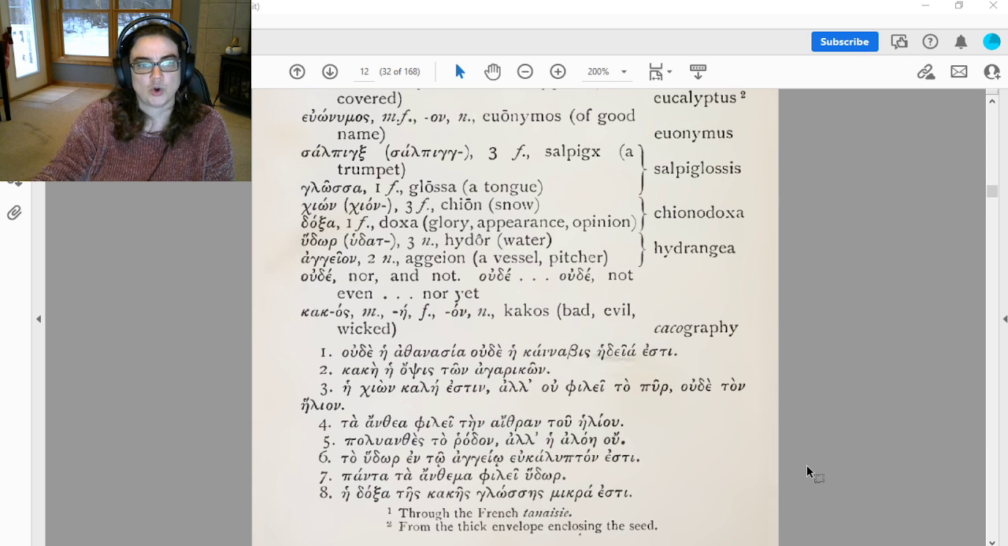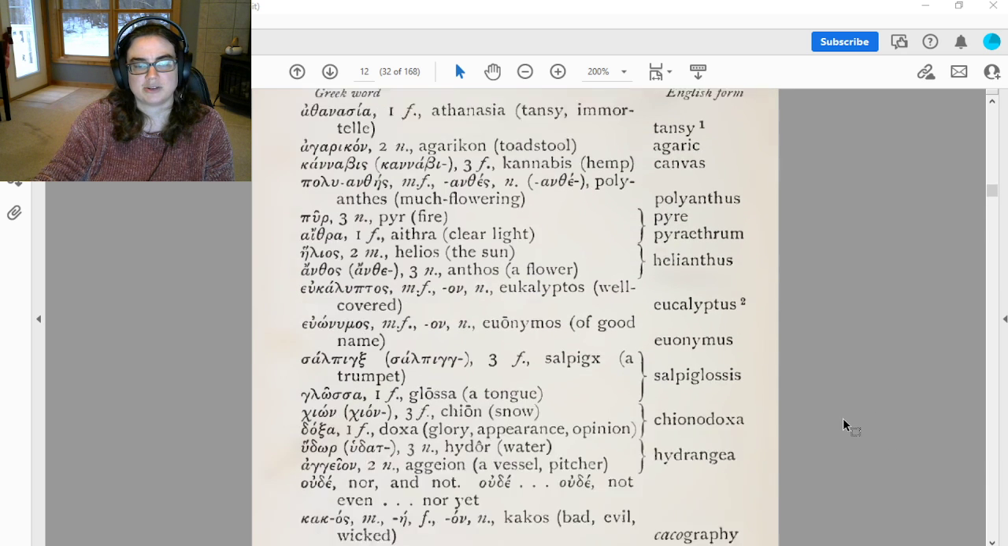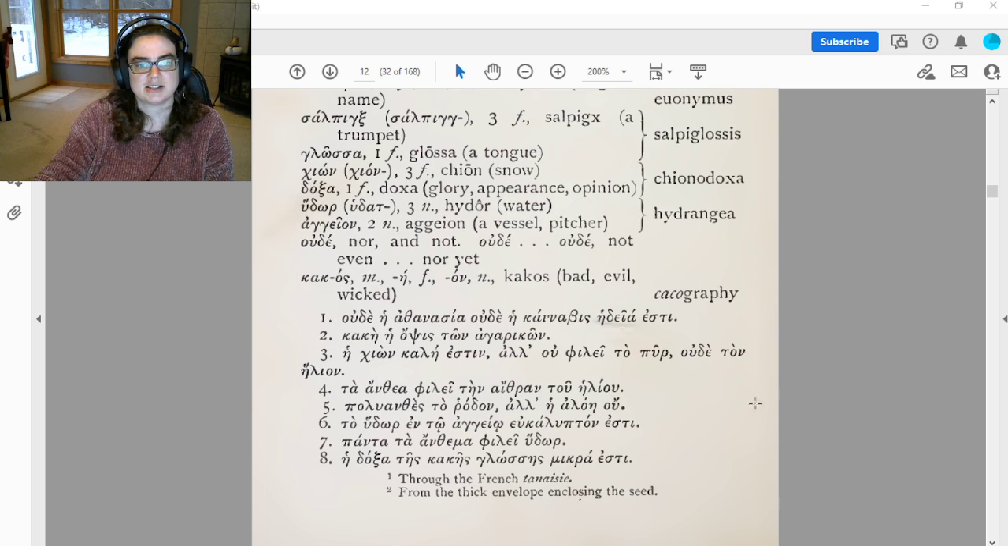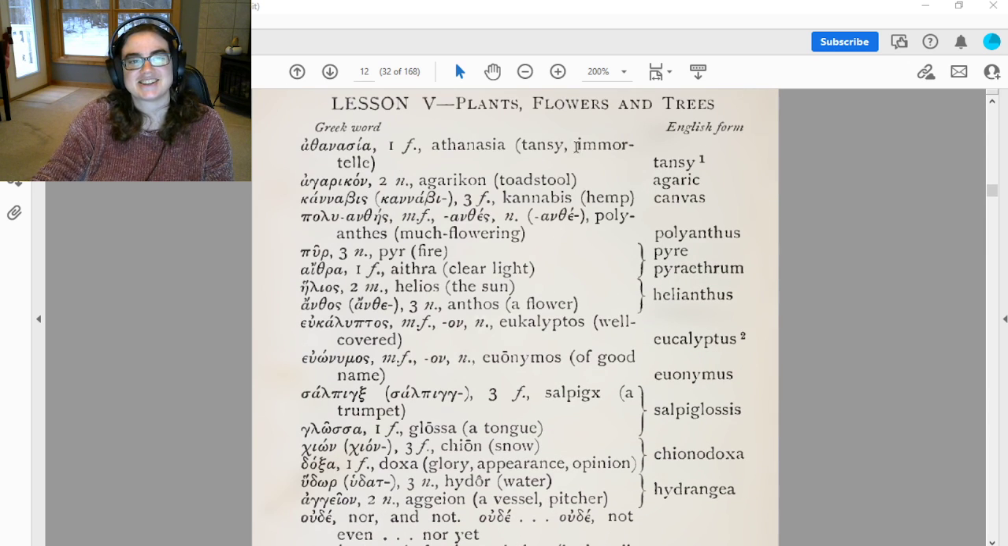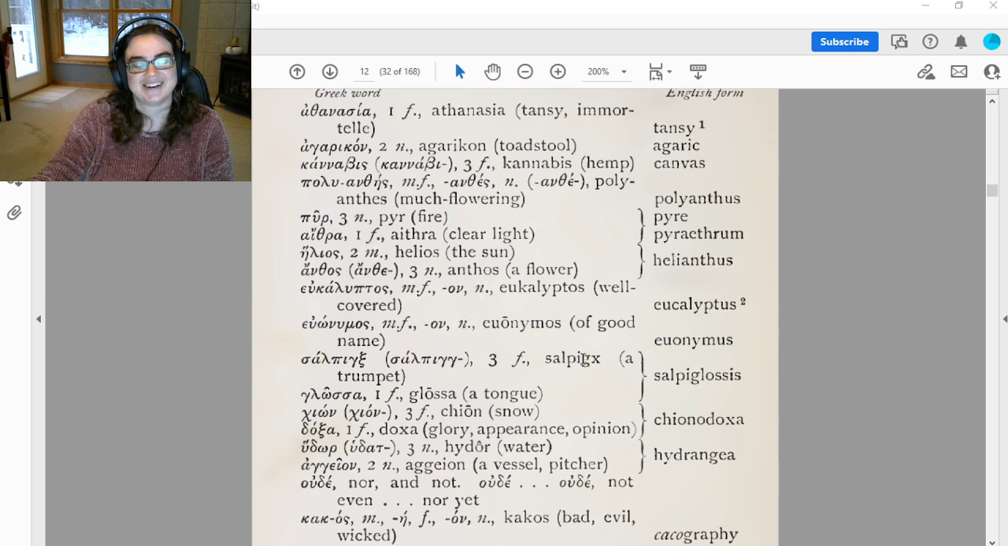Let's see. Udehe athanasia udehe cannabis idea esti. Neither the, what's the name of it now? Tansy. Neither the tansy nor hemp are sweet. Do not eat them. Yeah, that's why it lists here immortel, which is just so cute.